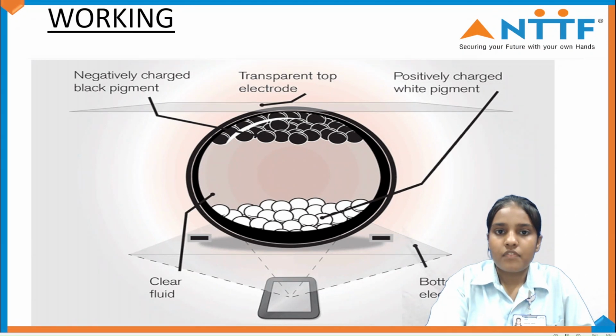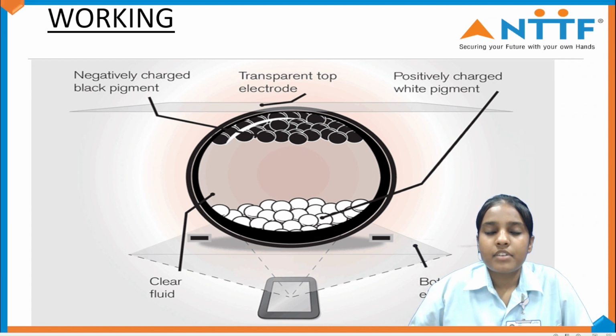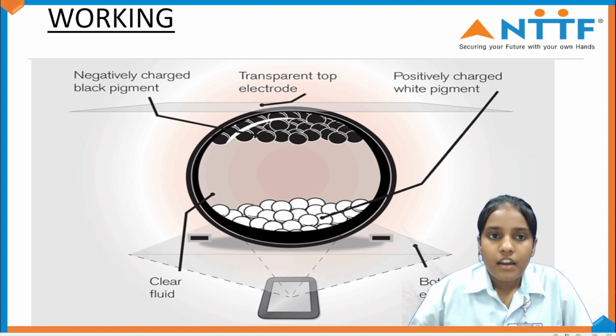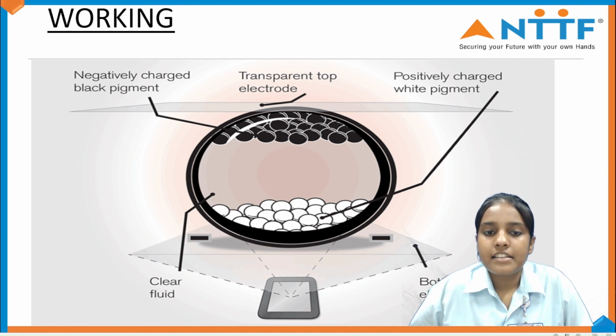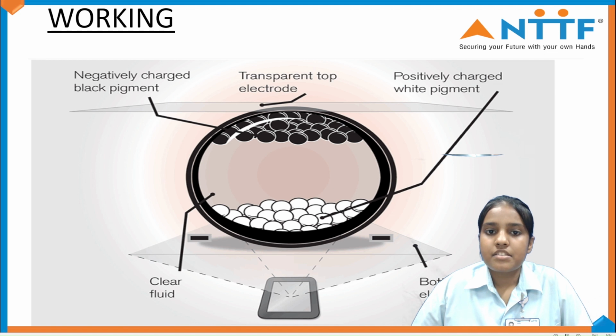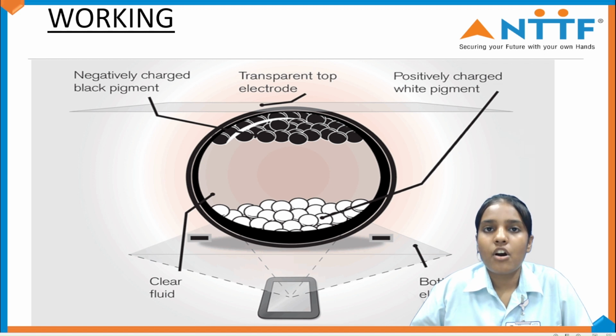Now the working of e-paper, and it is based on the construction of microcapsules which I am telling in front plane. Negatively charged black pigment, transparent top electrode, positively charged white pigment, clear fluid and bottom electrode. So this circle-like structure is known as a microcapsule. Microcapsules contain two types of charges, positively charged and negatively charged. Positively charged is indicated with white because of titanium dioxide, and negatively charged is indicated by black because of black ink. These work to display a word in the electronic display in E-ink.